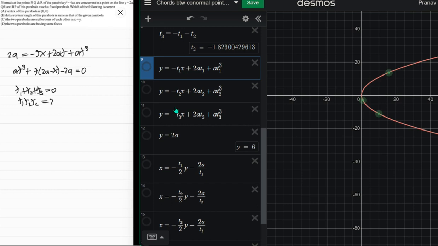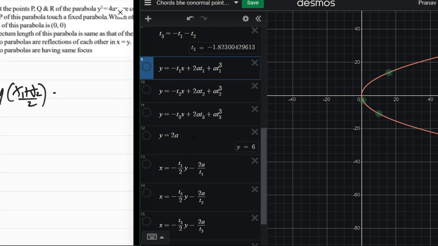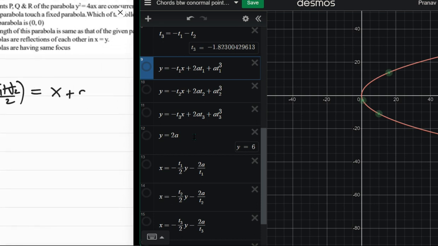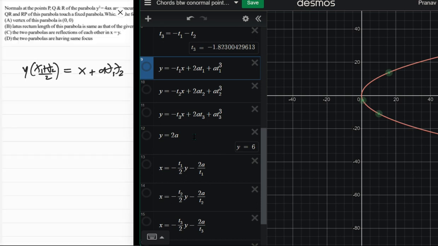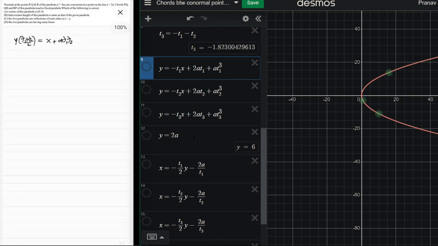So what will the chord PQ be? In fact, let me just tell you that the chord between any two points with parameter values t1, t2 is given as y times (t1 plus t2) upon 2 equal to x plus a t1 t2. So you can clearly see that when t1, t2 are the same thing, so it should be t1 over here, this just becomes y t1 equal to x plus a t1 squared, which we all are familiar with. It just becomes a tangent, right?